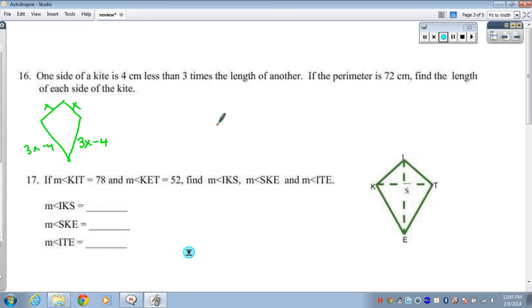If the perimeter is 72, for perimeter, you add all 4 sides together. So x plus x plus 3x minus 4 plus 3x minus 4 equals 72. Well, combine your like terms, solve for x, and x equals 7.8. Make sure you answer the question.